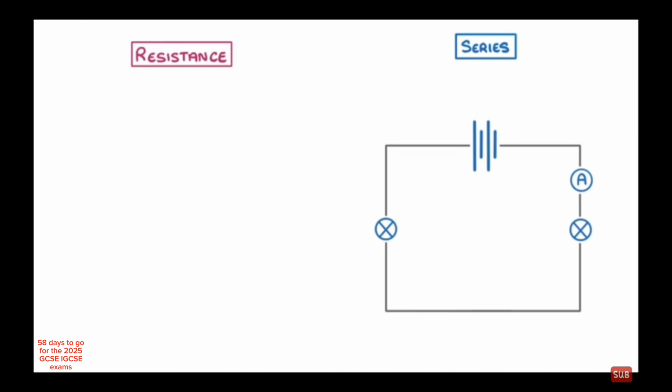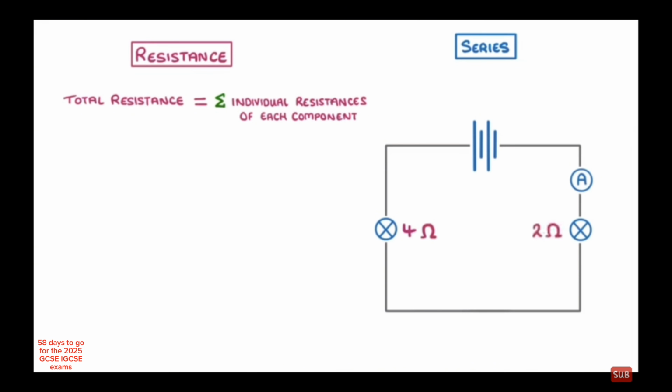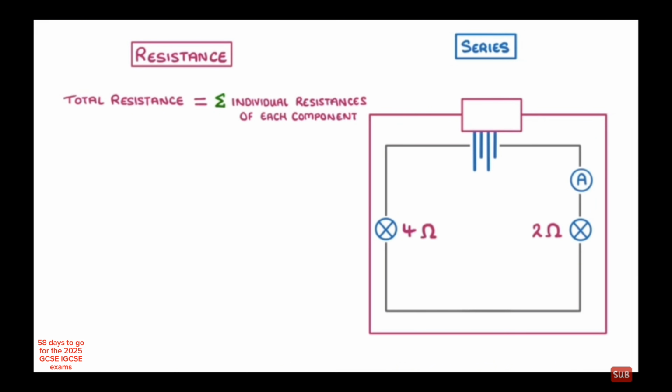Resistance is similar to potential difference, in that the total resistance is just the sum of the individual resistances of each component. This green symbol just means sum, so total, and you sometimes see it in physics and maths papers. As an example, let's imagine that this lamp on the left had a resistance of 4 ohms, and the other one had a resistance of 2 ohms. The total resistance of our circuit would have to be 4 plus 2, so 6 ohms.